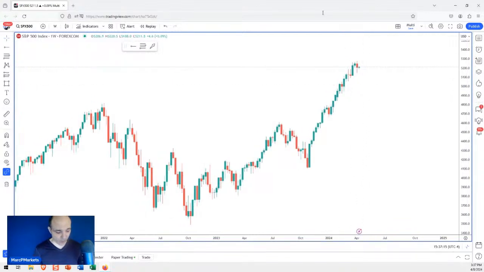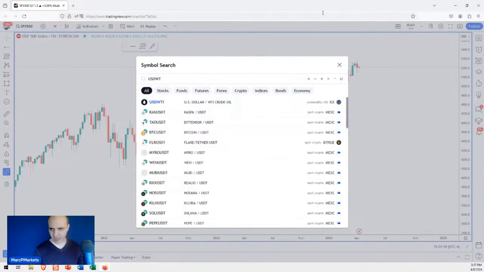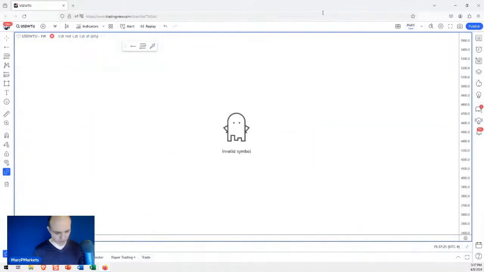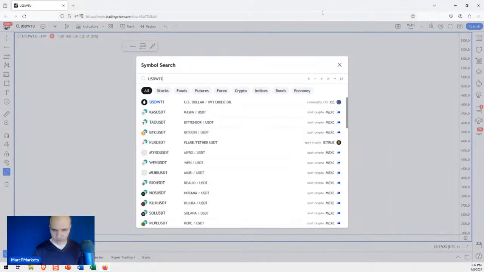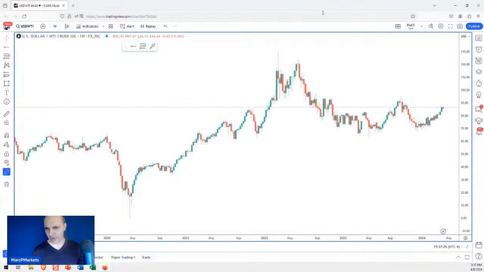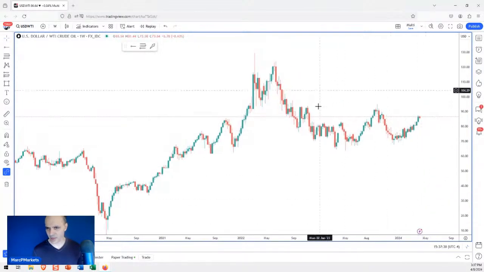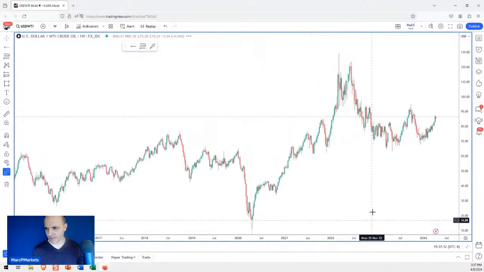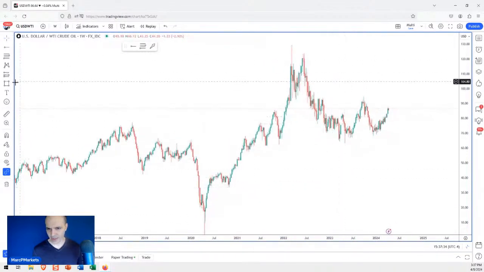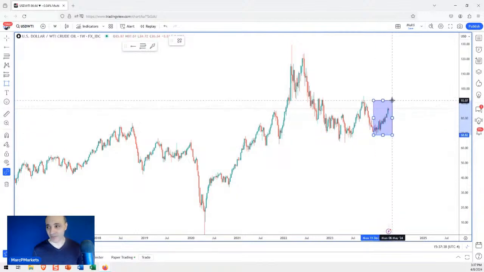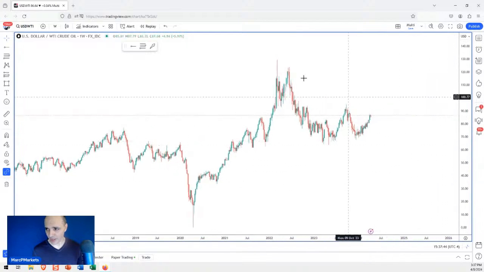I mean, let's take a quick look at oil and compare. What does oil look like? USD WTI. They changed the symbol on oil? No. Okay, there we go. USD WTI, right? This is the weekly. I mean, the S&P is not even pulling back. Hardly. And this is like a little bit of a bullish movement on this thing.